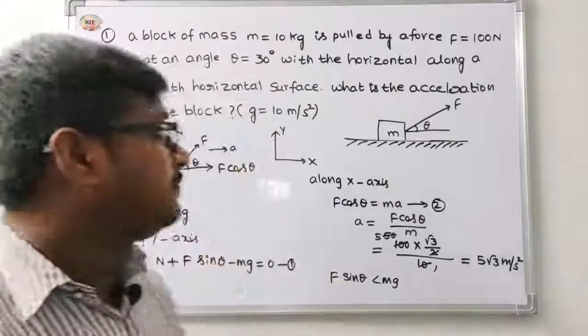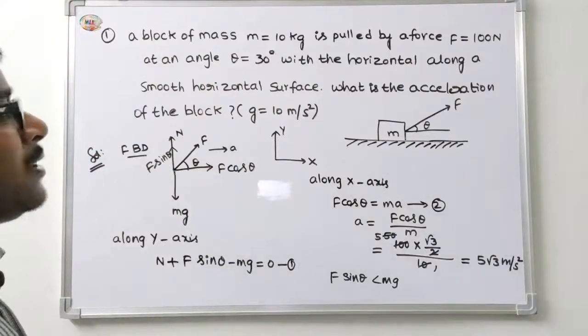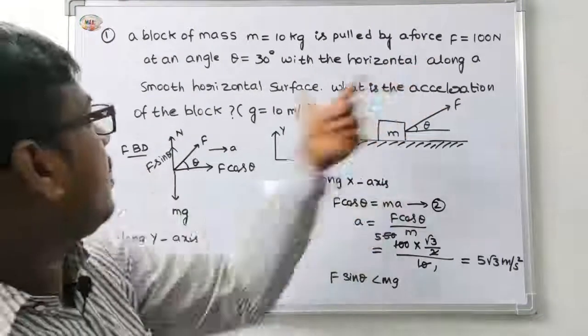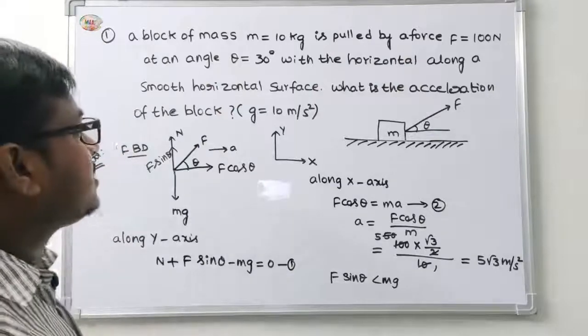This is the first problem. It's a very simple problem. A block of mass m equal to 10 kg is pulled by a force F equal to 100 Newton at an angle theta equal to 30 degrees with the horizontal along the smooth horizontal surface. What is the acceleration of the block?